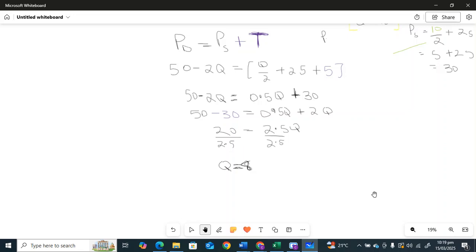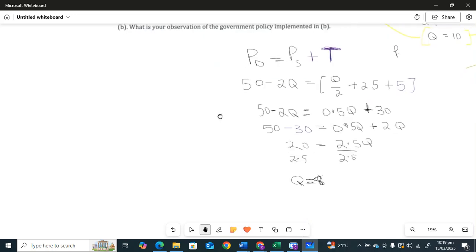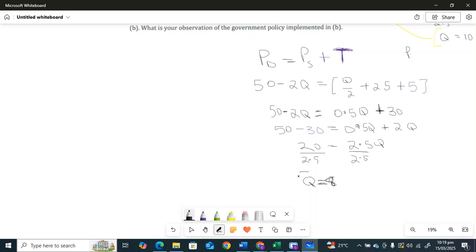So we want to see how much, what was the question here? How much will the consumer pay and how much will the supplier receive? Okay, so substitute Q equals 8 into the new supply function here, which was this one here. Not the old one, the new one, okay, colleagues? Put it into the new supply function, okay? And also this Q equals 8, put it on the demand function.